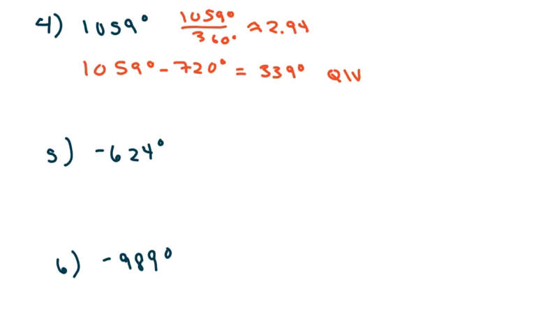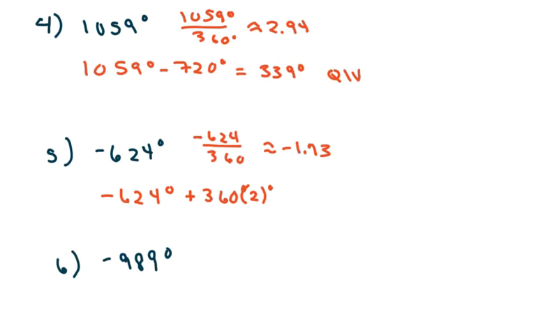And on this one, since it's negative, you can go ahead and divide here. That's negative 1.73. That means I'm going to go ahead and add 360 to this. And when we add 360, that's still going to give us a negative angle. It's not going to be between 0 and 360, so I'm going to multiply this by 2. And then this is 624, so that's going to give you 96 degrees. And 96 degrees is in quadrant 2.